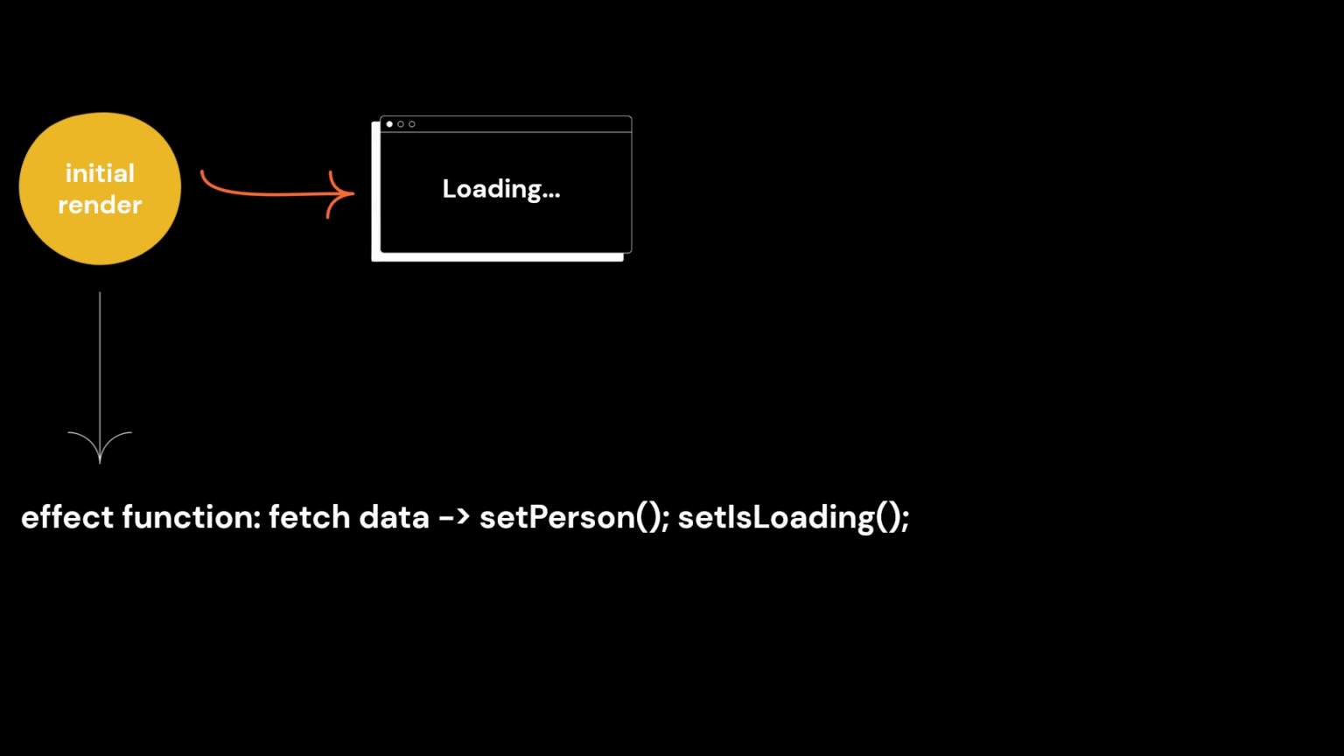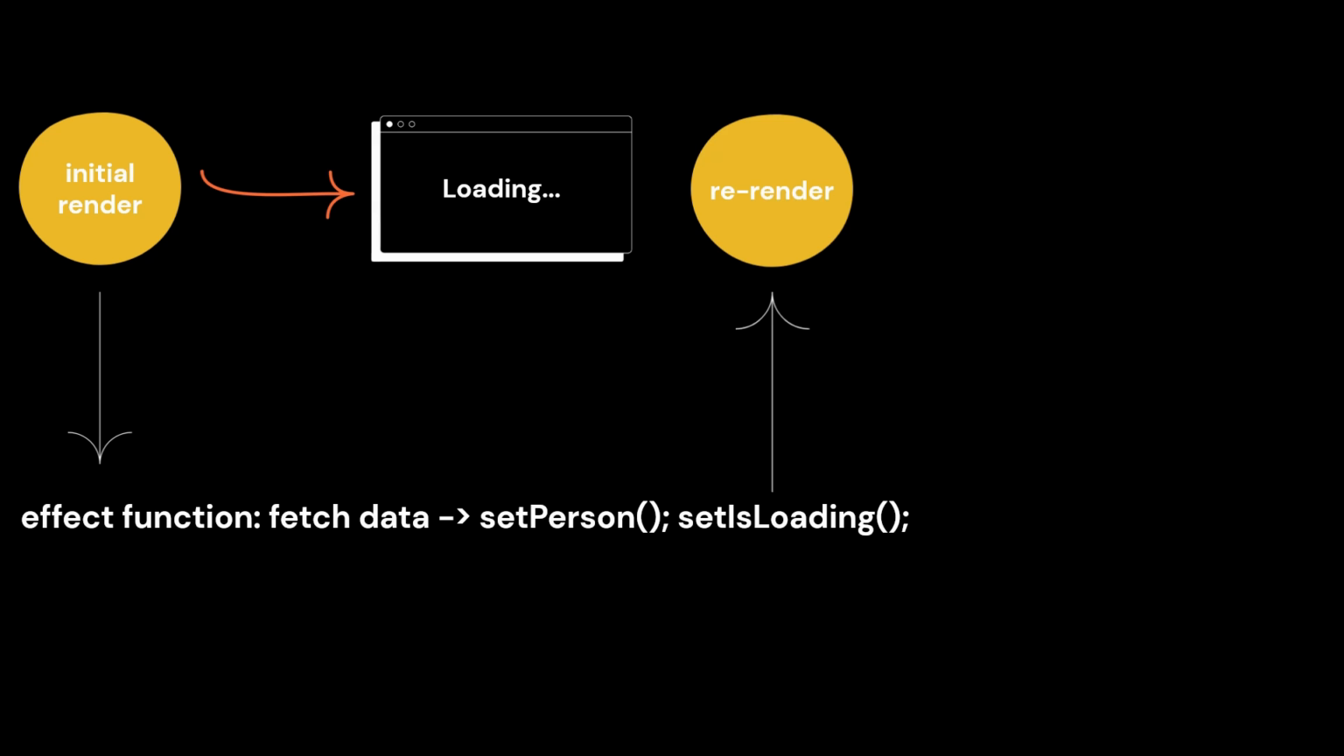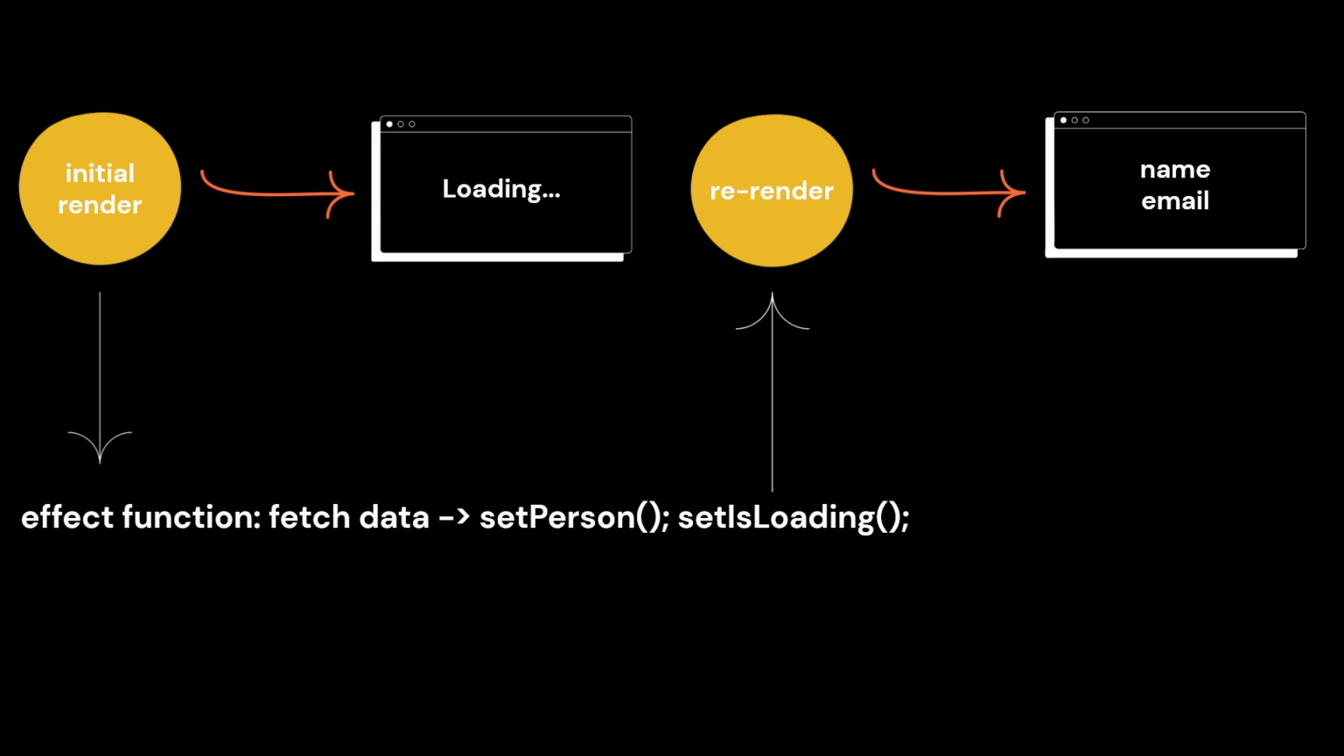When the data from the backend is ready, we call setPerson and setIsLoading functions to update the states, which will obviously trigger a re-rendering. The DOM gets updated and it now displays the person's information instead of a loading indicator. As you can see, the effect function is essentially a callback function, which means unlike lifecycle methods, effect methods don't block the UI because they run asynchronously.